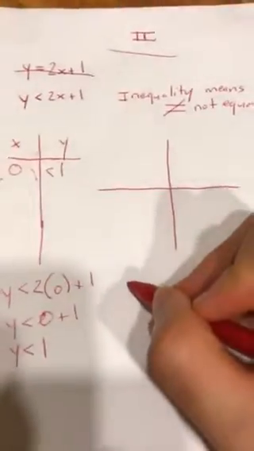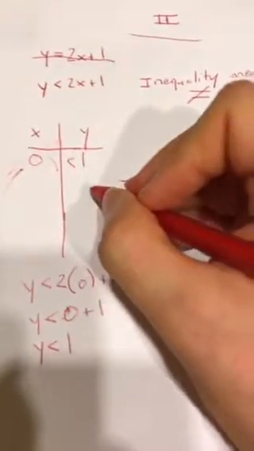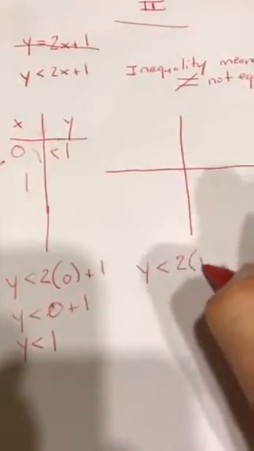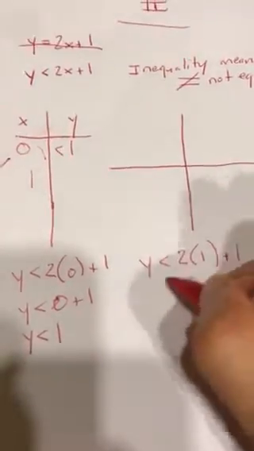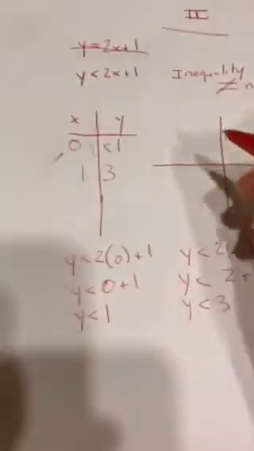Okay, let's try another one. Let's do when x is 1, doing the same ones I did earlier. When x is equal to 1, y is less than 2 times 1 plus 1. Y is less than 3. We didn't do this last time.